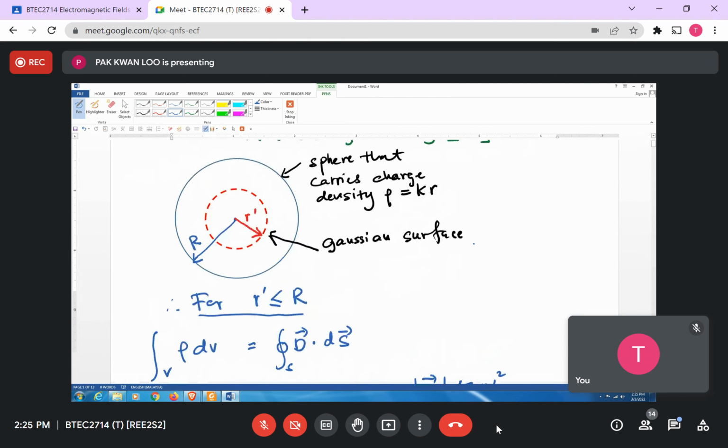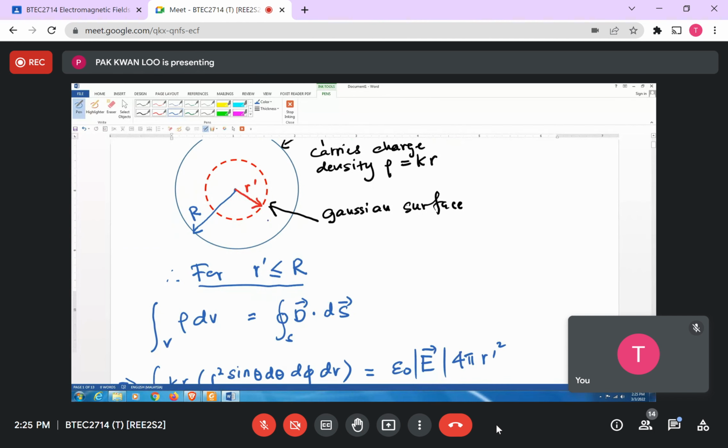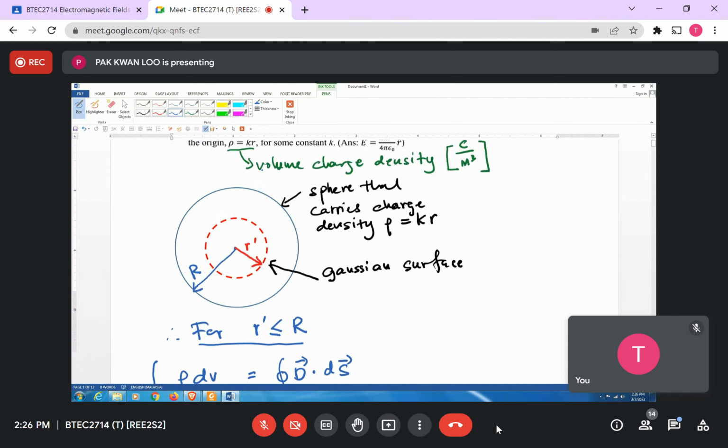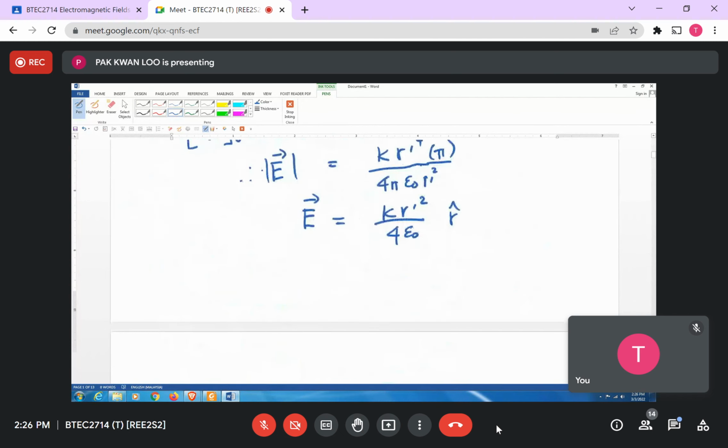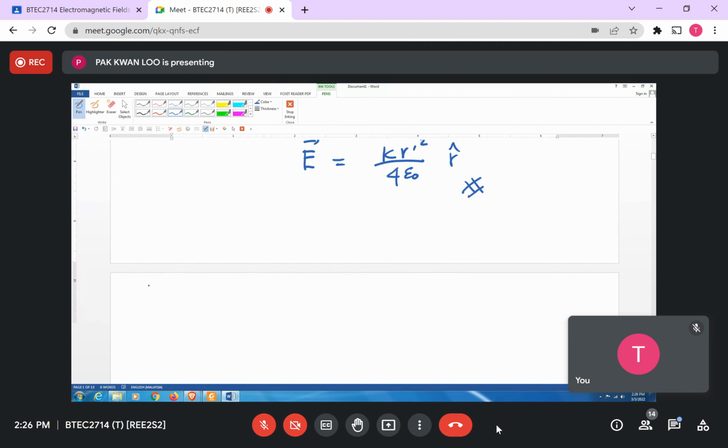from this sphere, from the inside. Yeah. So this is the electric field direction inside, coming from the center of the sphere. Okay, so this is the answer for question 6. Okay, question 7.